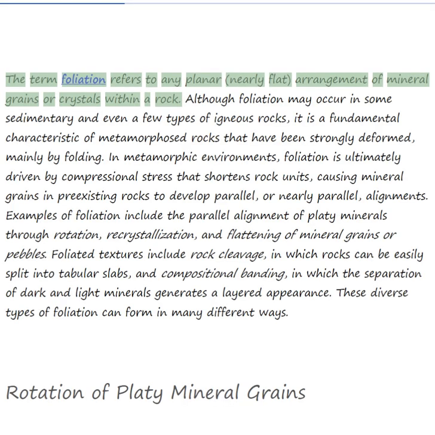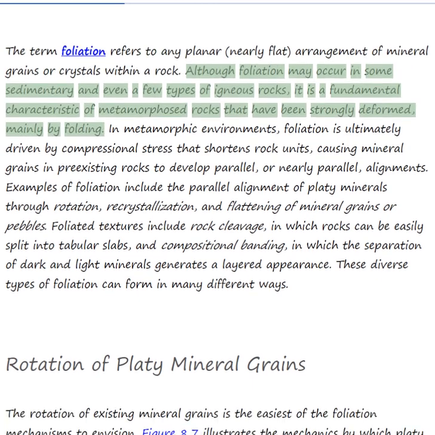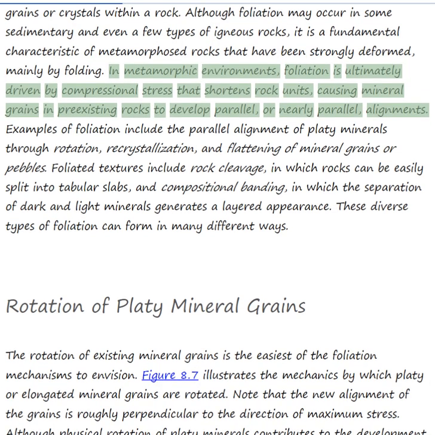Foliation. The term foliation refers to any planar arrangement of mineral grains or crystals within a rock. Although foliation may occur in some sedimentary and even a few types of igneous rocks, it is a fundamental characteristic of metamorphosed rocks that have been strongly deformed, mainly by folding. In metamorphic environments, foliation is ultimately driven by compressional stress that shortens rock units, causing mineral grains in pre-existing rocks to develop parallel or nearly parallel alignments.